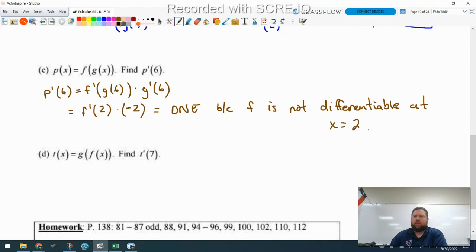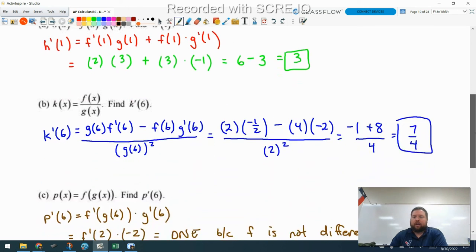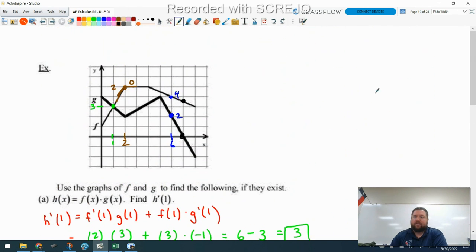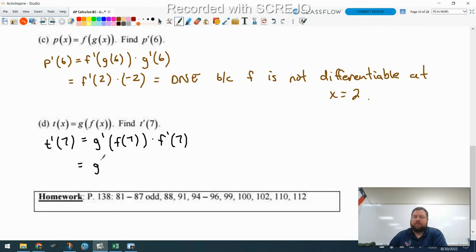All right, one more. T prime of 7 is equal to g prime of f of 7 times f prime of 7. All right, 7 up here, right here. There's a point. There's a point. Okay, so I need f of 7. F is this one right there. Looks like it's at 3.5. Okay, so this is equal to g prime of 3.5.